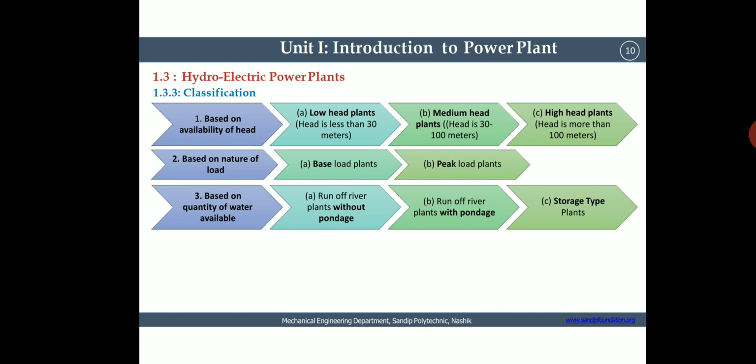When the head is less than 30 meters, that is called low head plants. When the head is between 30 to 100 meters, that is medium head plants. And when the head is more than 100 meters, that is called high head power plants.